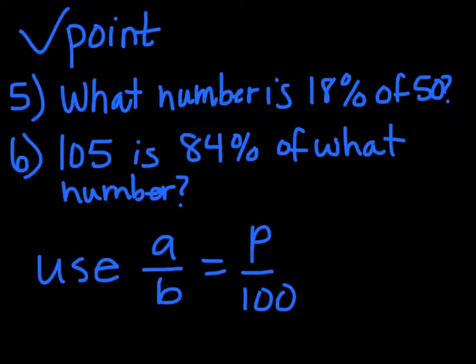And let's wrap up Chapter 7.2 with these final two checkpoint problems. In number 5, please find what number is 18% of 50. And in number 6, please solve for 105 is 84% of what number? Use the proportion A over B equals P over 100, or part over base is equal to percent.